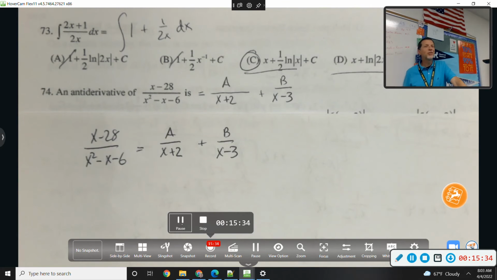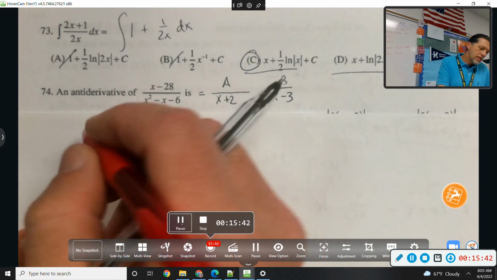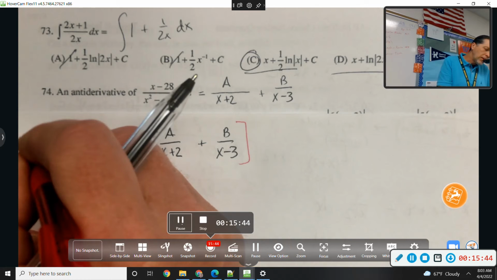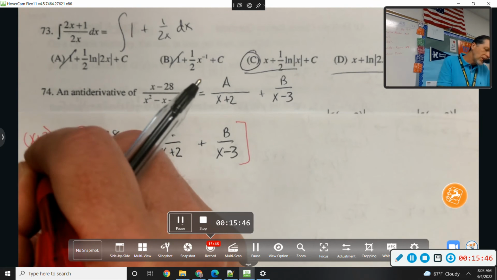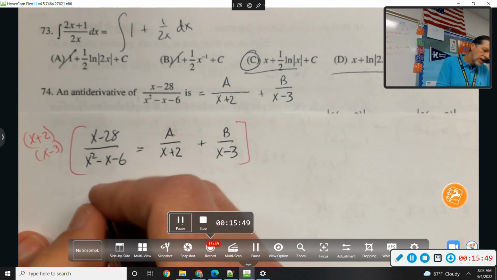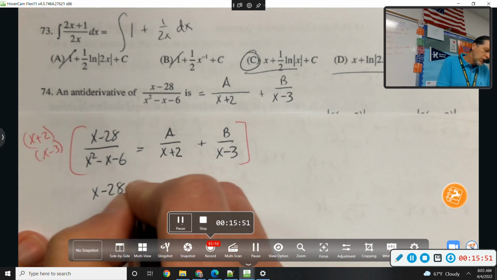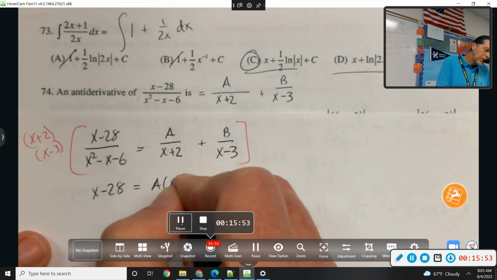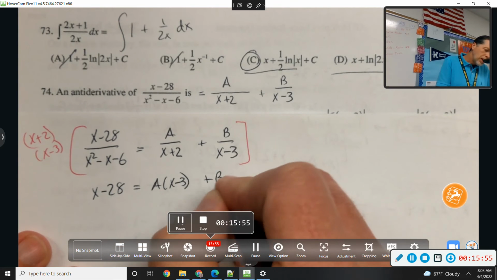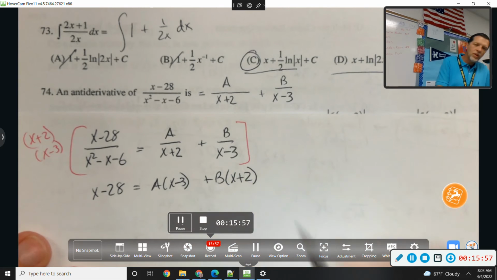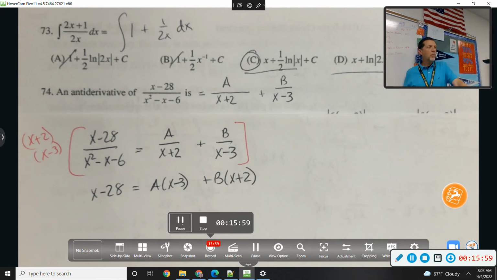Oh, you sort of recognize it? You definitely did this in pre-cal. So I would multiply everybody by x plus 2 and x minus 3, and get x minus 28 equals a times x minus 3 plus b times x plus 2. This might be a problem that you would skip and come back to, because it's going to take some work to get there.